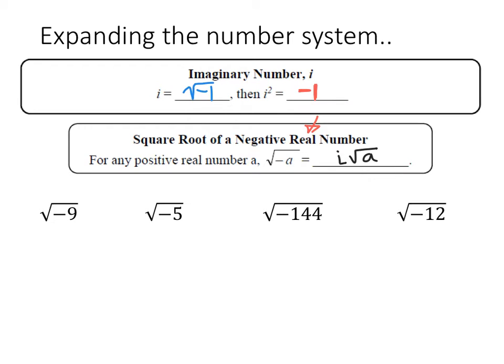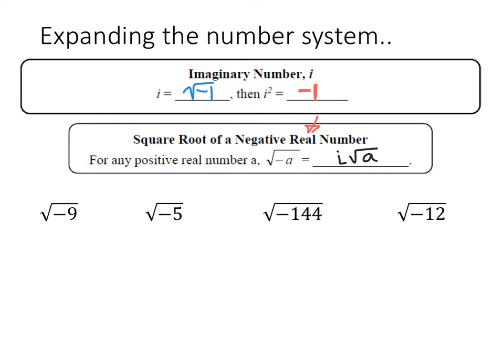Now if you look back at the lesson that we did when we were looking at simplifying radicals, that perfect square always came out in front. And so we can kind of think of the negative one as being a perfect square. So i is kind of a perfect square. So let's take a look at what these look like.